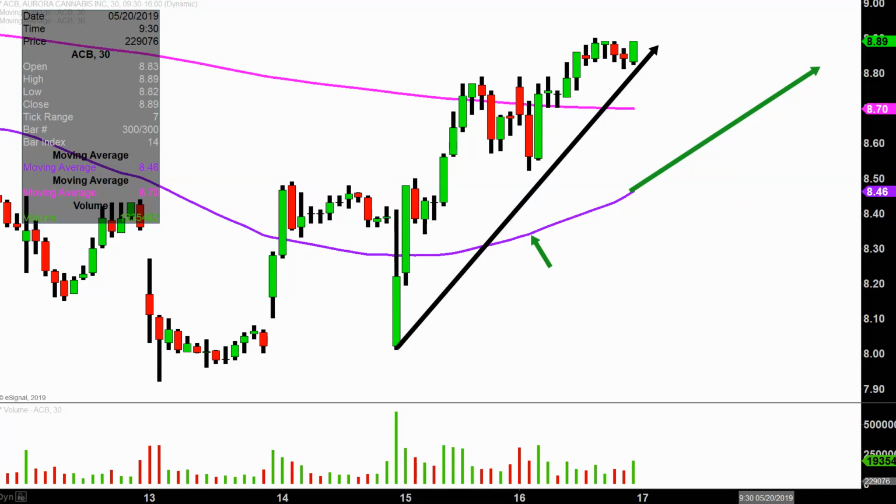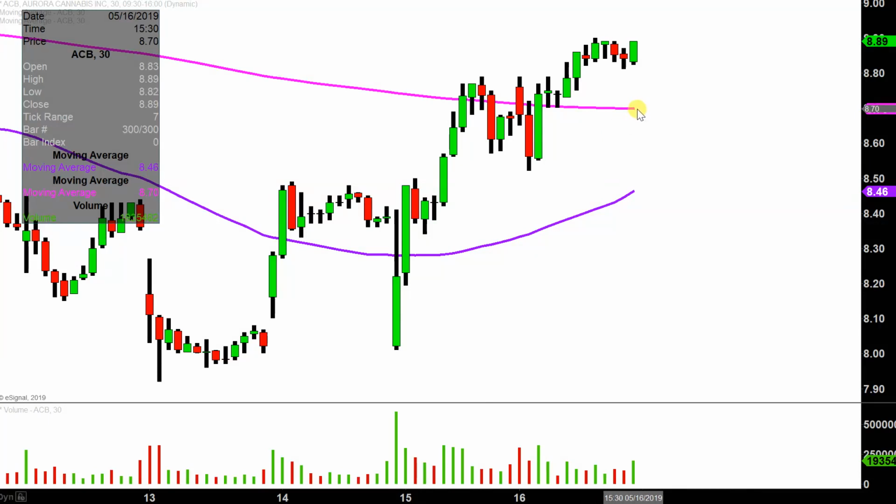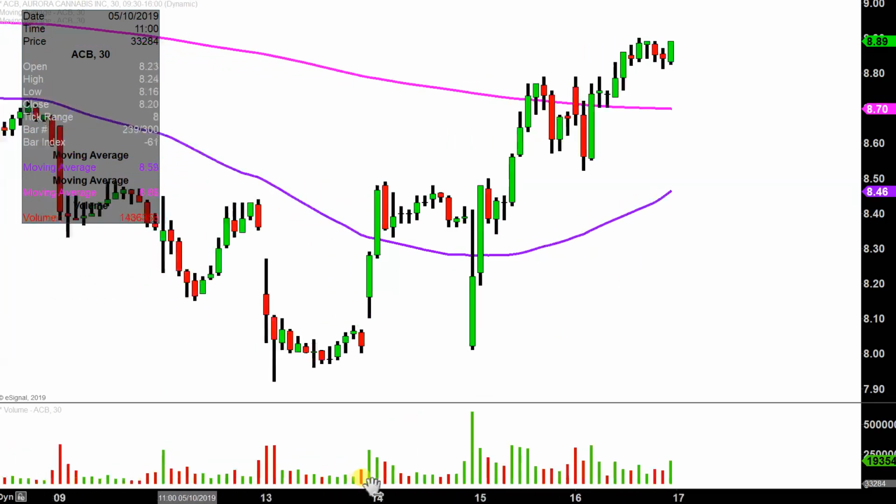Again, yeah, staying up above the 200 period moving average would be great, but from the grand scheme of it all, as long as it is above that purple line, the 50 period moving average, then the bulls are in full control. Now, what about levels of resistance going forward?